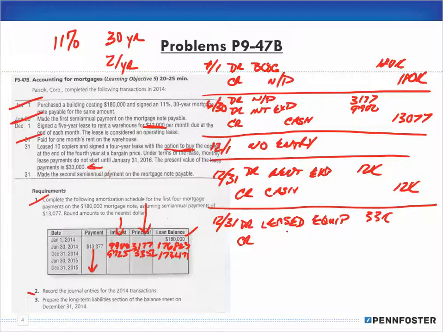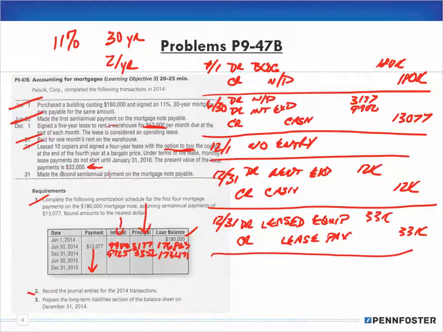Okay, so what are we going to credit? Well, lease payments don't start until January 31st, and it's for 4 years. So this is going to be a lease payable account, right, for $33,000, because it's something that we owe. That's why it's a payable, and it's on our lease. So as we make our lease payments, they're going to offset our lease payable account. So that's that entry.